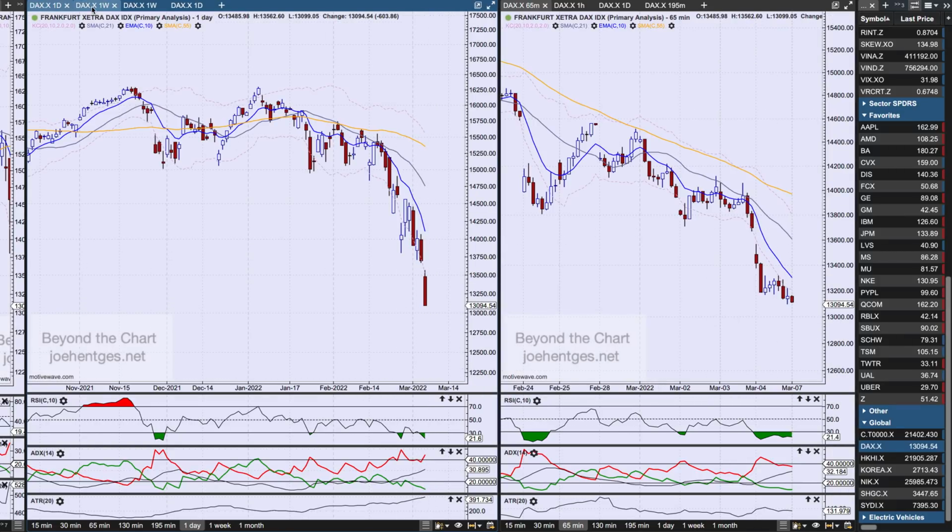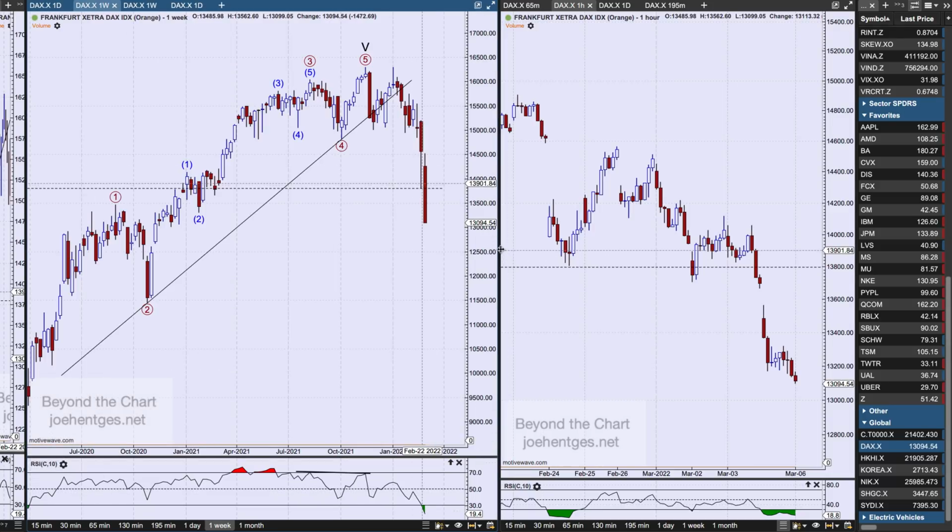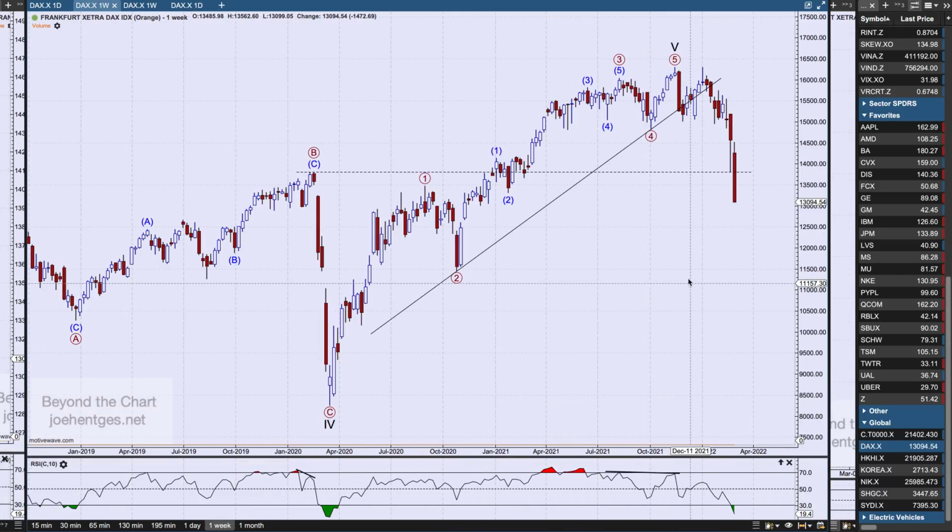Now that's the daily. Let's go back to that weekly right here. Here's what I'm talking about. I do think the high is in. I do think the end of the fifth wave is in right here. And we'll see how the wave structure continues to unfold.